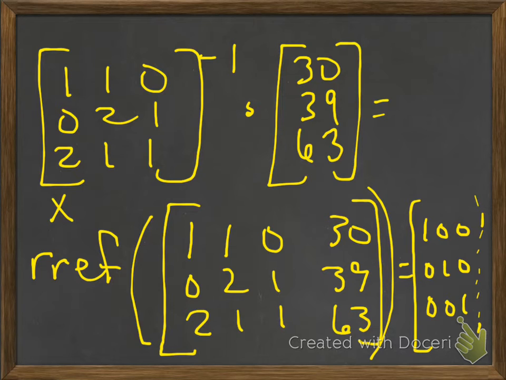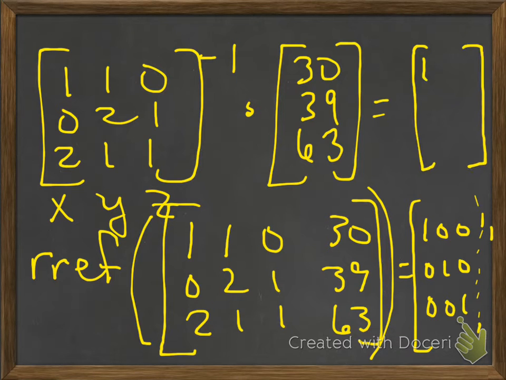So if you did do reduced row echelon form, what do you get for an answer? 18, 12, and 15. I don't think I can fit it in there, so I'll just write it right there. 18, 12, and 15.